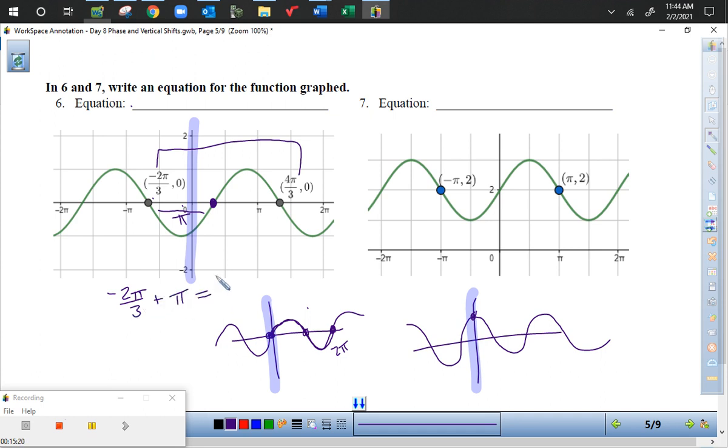Okay? If you're not comfortable with fractions, you just take this negative 2/3 and this 1 and type it in your calculator, negative 2/3 plus 1. Okay, but here this is negative 2/3 plus 3/3, it's a positive 1/3. And then we can label that on our graph.